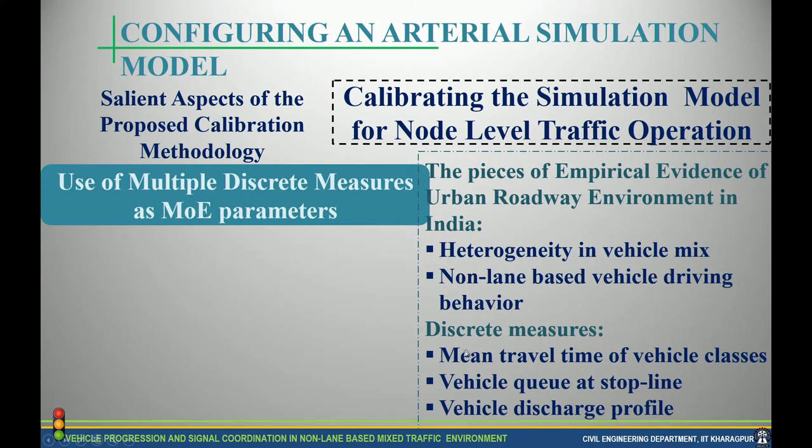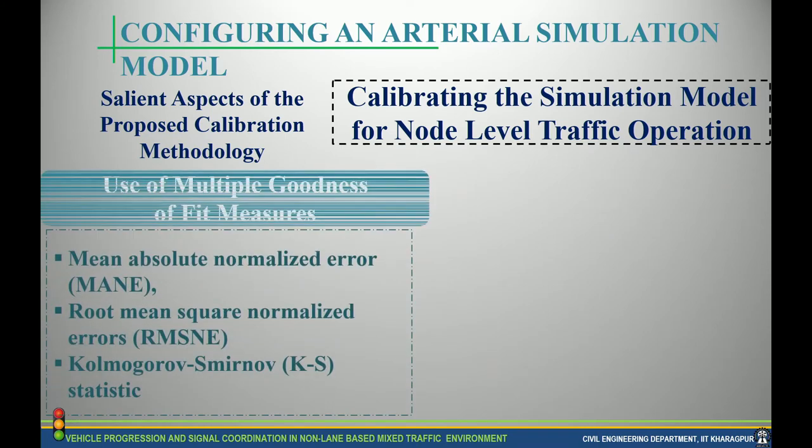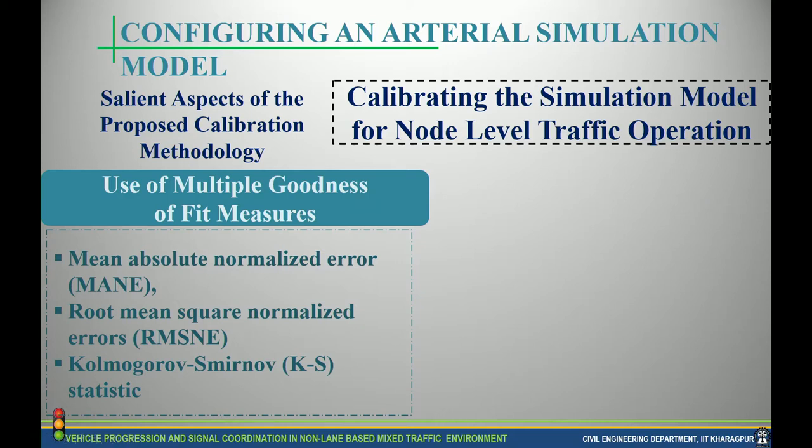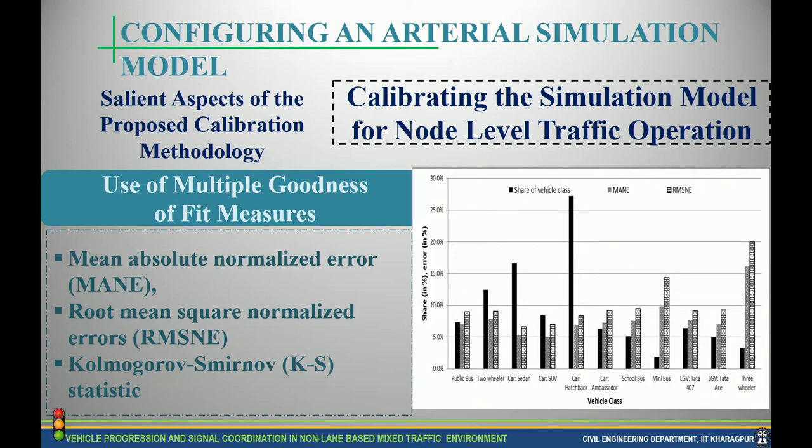on a number of discrete measures like mean travel time of vehicle classes, vehicle queue at the stop line, and vehicle discharge profile. We try to focus on these three discrete measures simultaneously so that we can get tight goodness of fit results, and so that we also tackle the various issues of non-lane based traffic, which can make the model more valid and robust. These are the various goodness of fit measures used in our case, and some of the results are shown here.